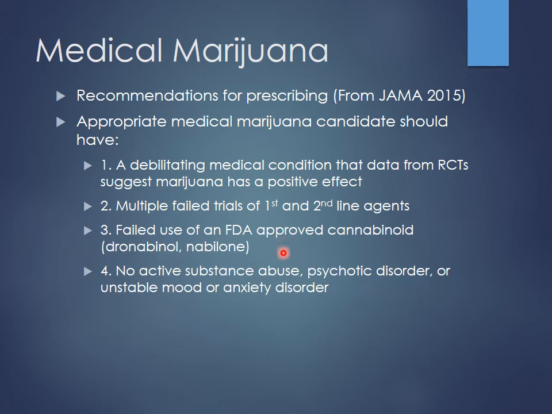And that they failed other FDA-approved cannabinoid products. We'll mention that in the GI section, but there are things like dronabinol and nabilone. These are basically synthetic products that act like THC. Try those as well, right? Those are prescription based, and you don't have to worry about some of the harmful effects, especially like smoking. Those are worth a try as well. And then they need to have no active substance abuse issues, psychotic disorders, unstable mood, or anxiety. Try to get those under control first, and then you can consider using it. I think those are pretty good conservative guidelines to not give it to everyone. However, there's probably some subset of patients who are good candidates for this. So any questions on medical marijuana?